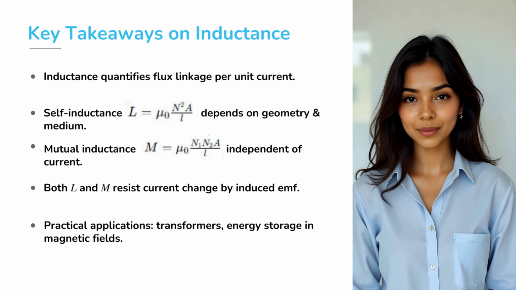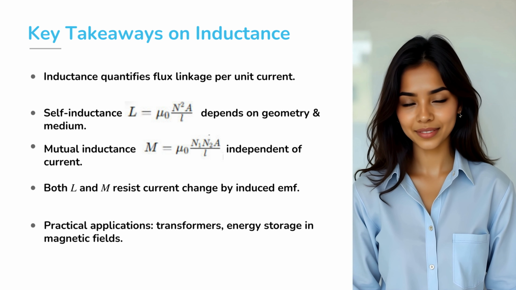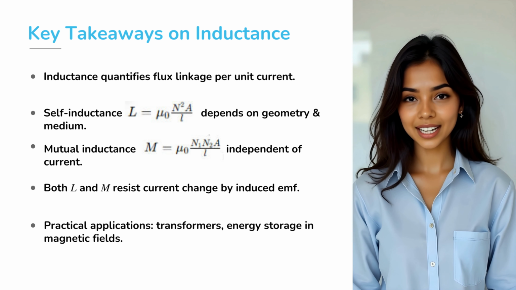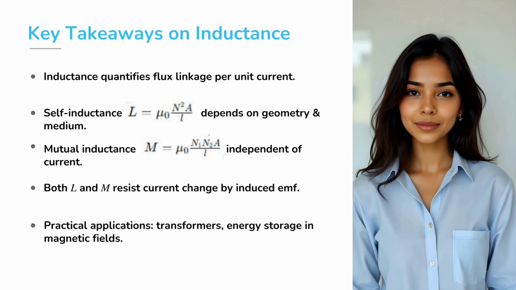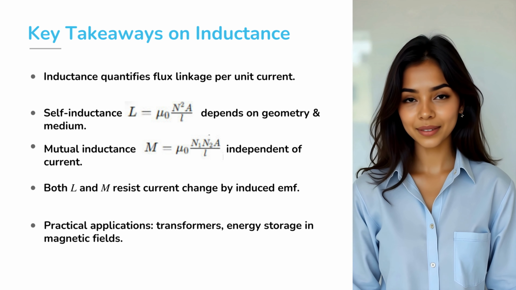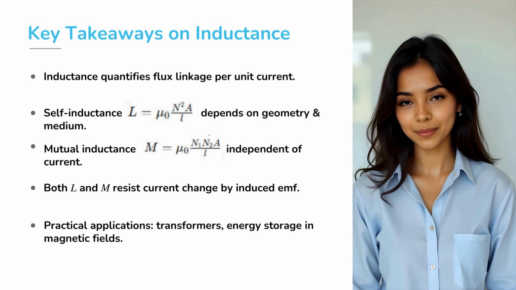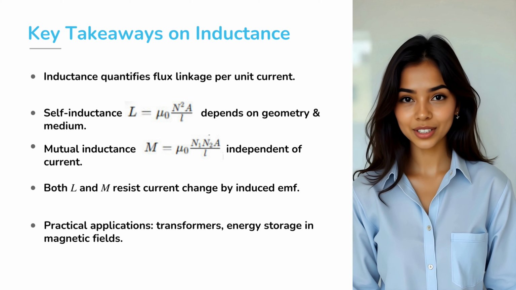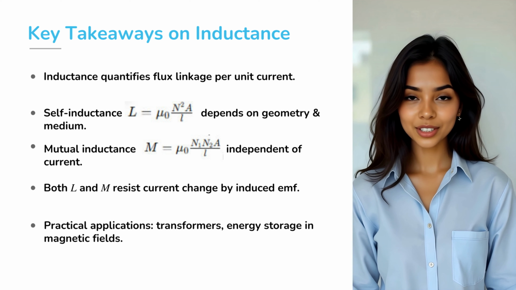So to wrap it all up, inductance is the property that links current and magnetic flux. Self-inductance, capital L, equals mu naught N squared A divided by L, and it depends on the solenoid's turns, area, and length. Mutual inductance, capital M, equals mu naught N1 N2 A divided by L, and it represents the coupling between two coils. Both L and M oppose sudden changes in current by inducing an EMF, just as inertia resists sudden changes in motion.